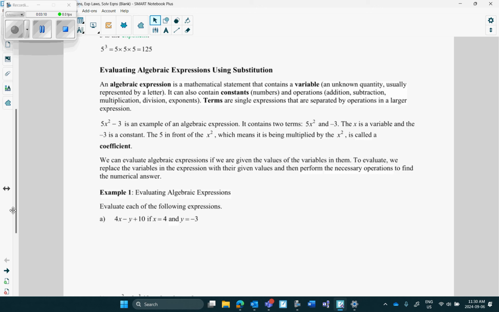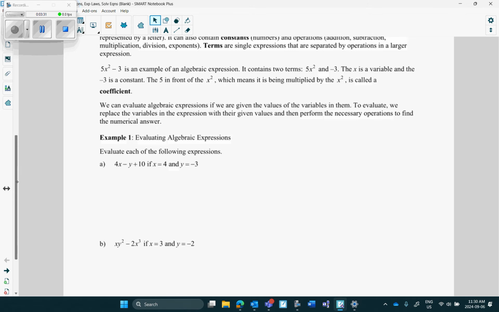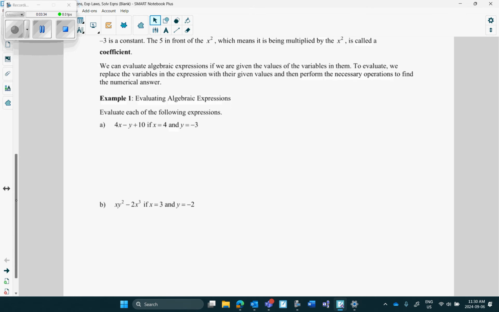Again, you don't have to write definitions of these words. All I'm doing is throwing them back out there, just so that you're familiar with the words when we use things like constant and variable and coefficient. You know what I'm talking about. So what do we do with the expressions? Well, we evaluate. If we're given one, we're told the values of the variables, and then we calculate the expression, or evaluate.